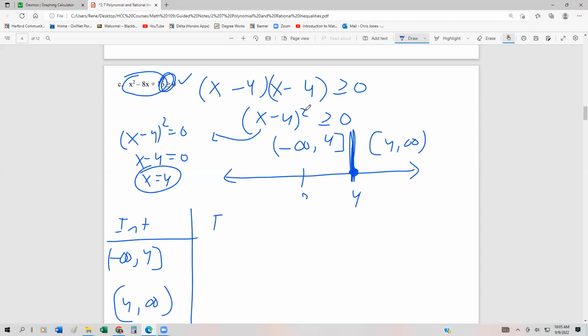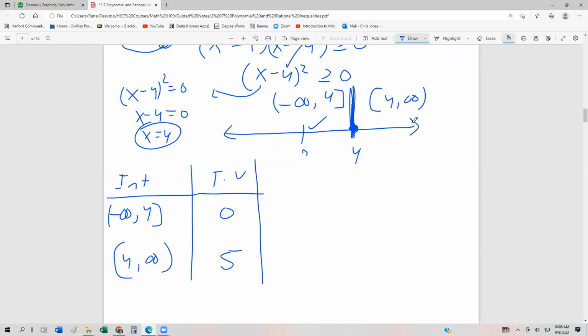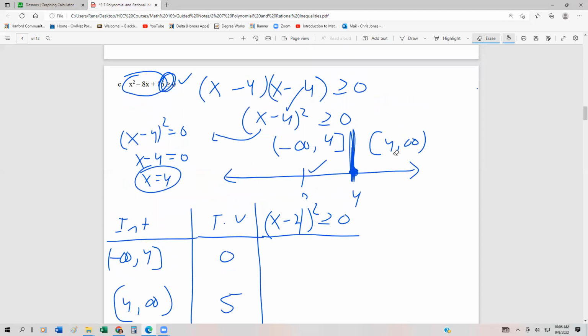We're going to have some test values, and that's pretty easy. Again, 0 if we can, and then I'm just going to use 5 because 5 is nice and easy. And then again, I like to use the factor form. So we're going to have x minus 4 squared greater than or equal to 0. And then let's just substitute our test values back into there. Okay, so let's see which ones work and which ones don't, if any of them.